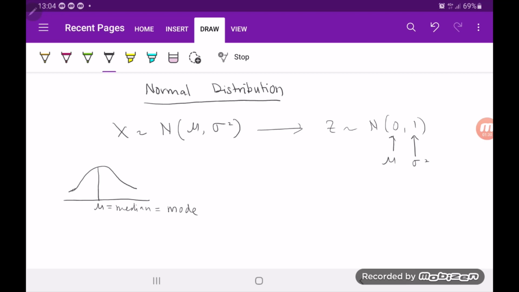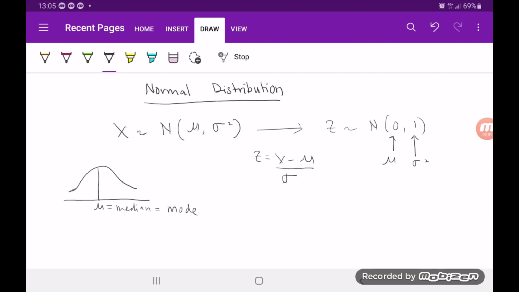How to change a normal distribution to the standard normal distribution? We use the formula Z is equal to x minus nu over sigma. Okay, this is the formula to change x to Z, that means from the normal distribution to the standard normal distribution.